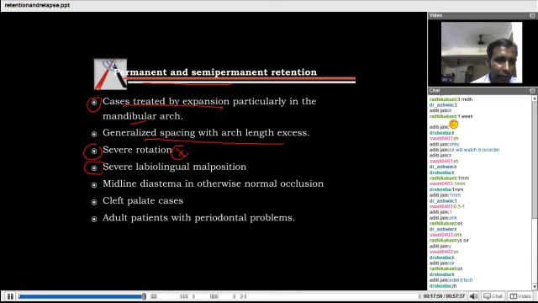Severe labial or lingual malposition, severely proclined incisors: you are trying to retract, it tends to go back, so you have to give permanent fixed retainers. Similarly, midline diastemas, very, very important, you have to give a permanent retention. Cleft palate cases, again you are trying to expand the arch, so you have to give permanent retention. Adult patients with a periodontal problem: here you should concentrate particularly on the bone loss, because they tend to change the position of the teeth. So in those cases also you should give a permanent retention. Okay?